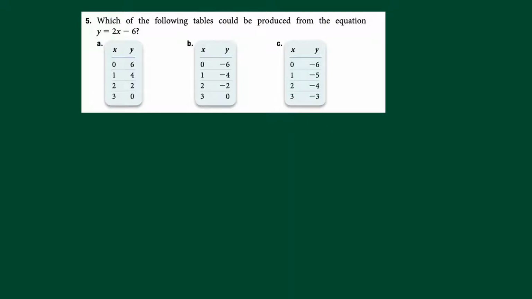Now we're going to try to determine which one of these tables, A, B, or C, could have been produced from this equation here. So let's look first of all at table A.